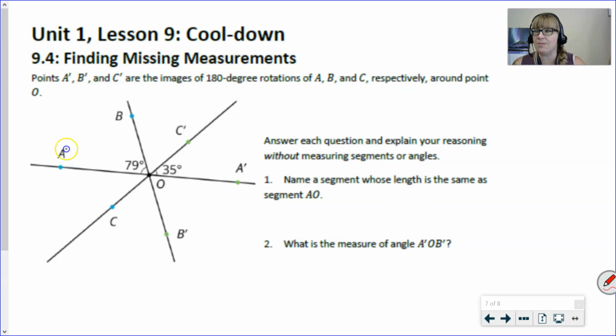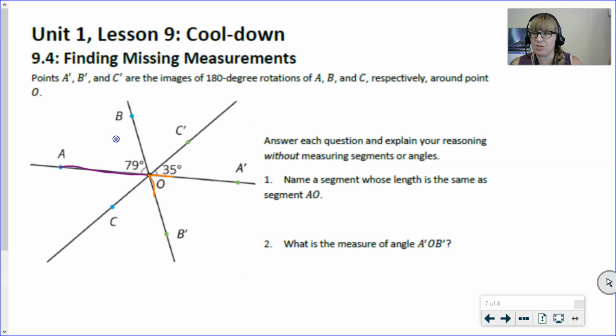Here we have A prime, B prime, and C prime formed by rotating A, B, and C 180 degrees around this point O. Part 1 says name a segment that is the same length as AO. So here's how long AO is. Find another segment that would be that same length. And part 2, what is the measure of angle A prime, O, B prime? What is the measure of that angle there?